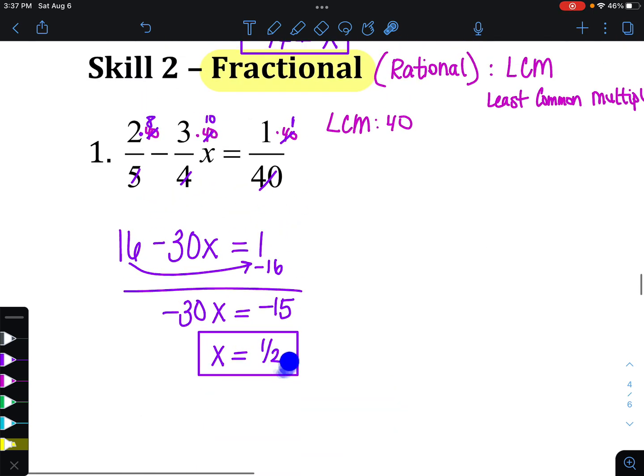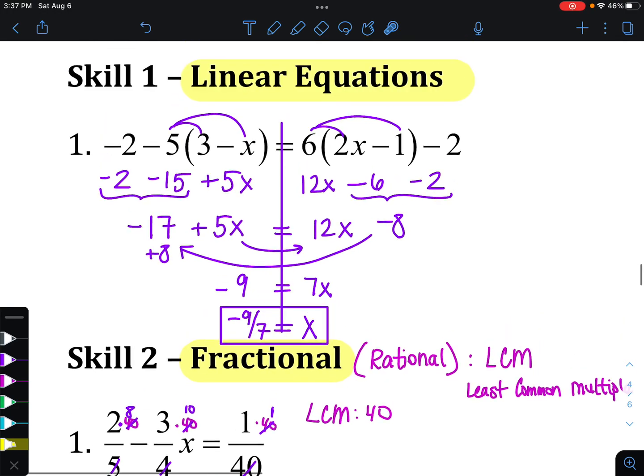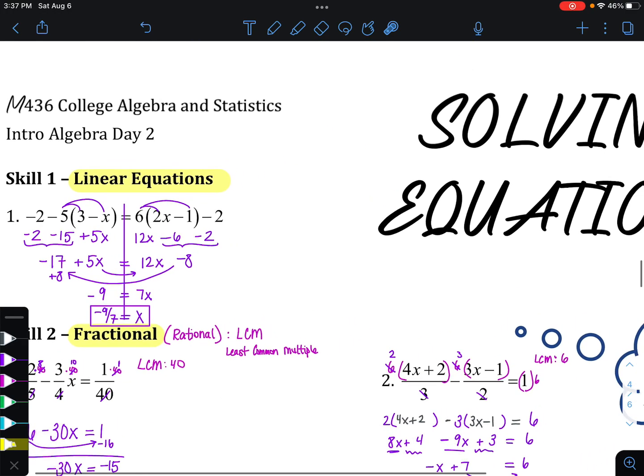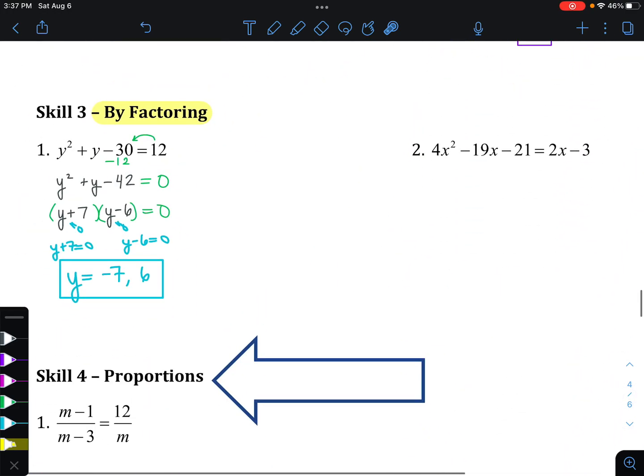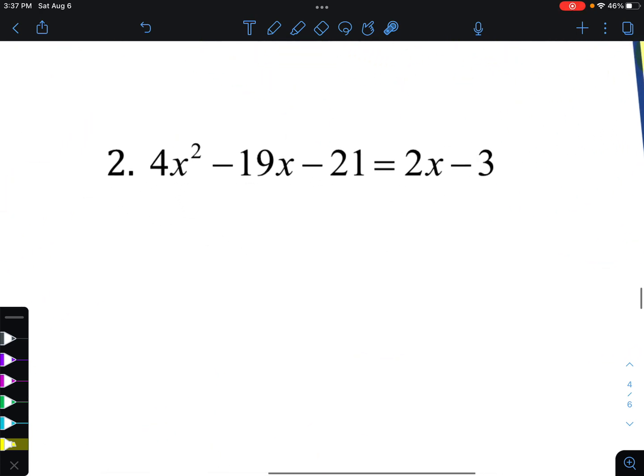Same thing up here. We should be able to take the 1/2, plug it in for x, and get that the left-hand side equals the right-hand side. Same thing up here. So you can always check your answers. All right, so let's take a look at number 2.